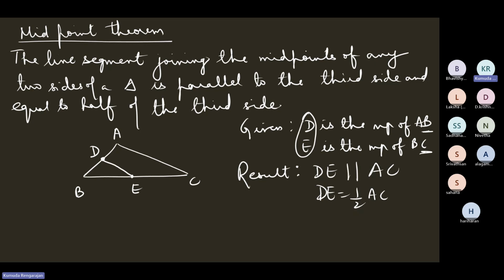So if you know the midpoints of any two sides of a triangle, then the line segment joining the midpoints will be parallel to the third side, and the length of that line segment will be equal to half the length of the third side.